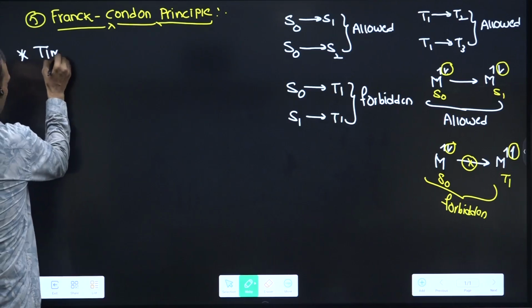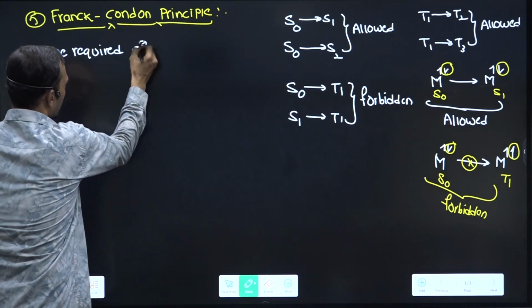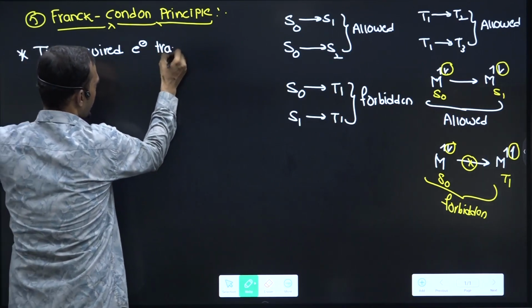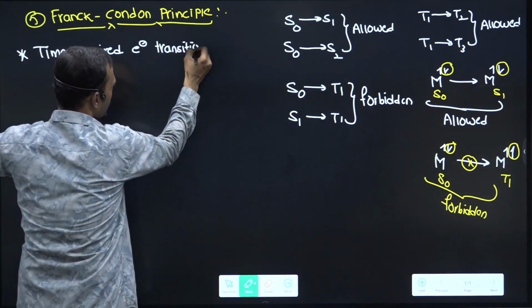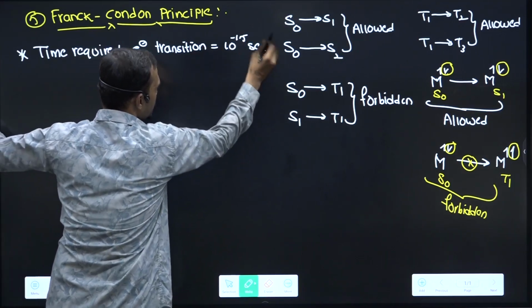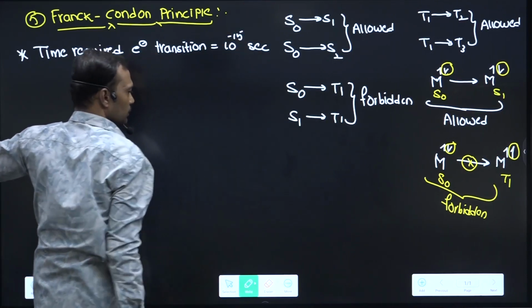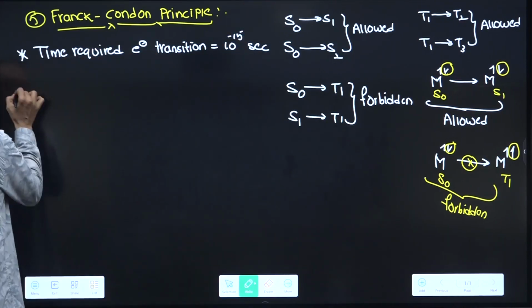So here, see, time required for electronic transition. How much time is required for electronic transition? 10 to the power of minus 15 seconds.